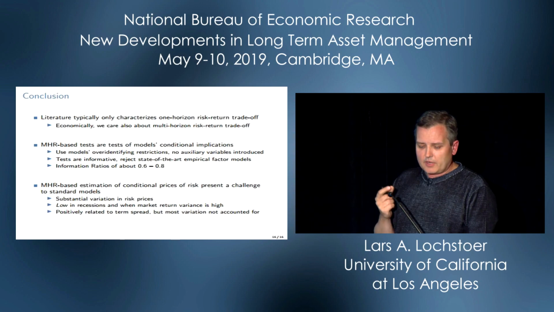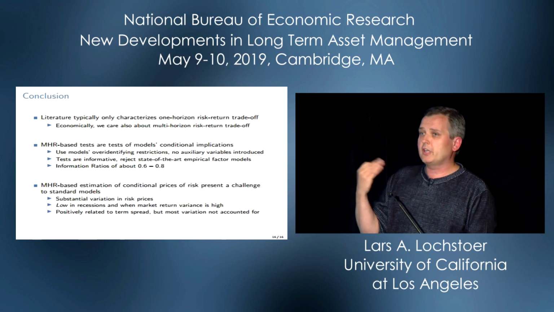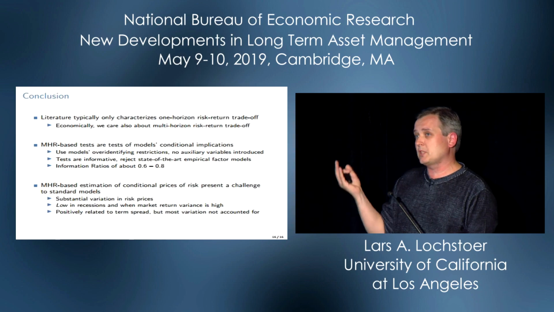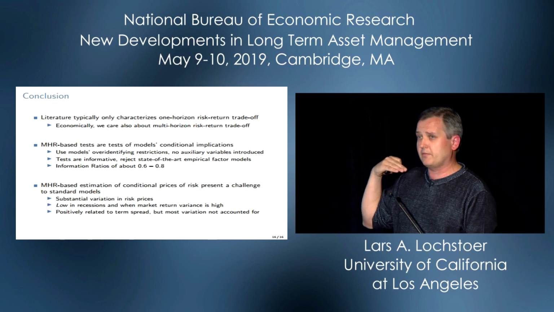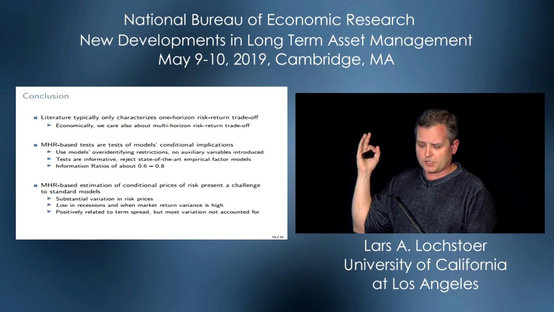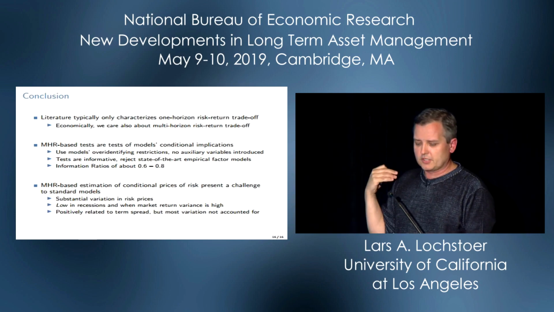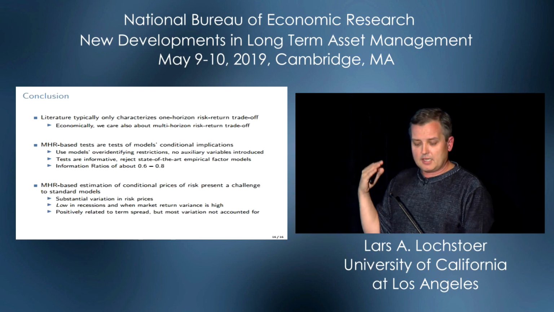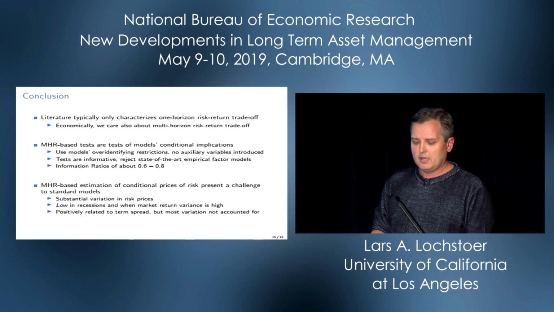I would say, if I was to say something about the estimates of the conditional price of risk, they don't obviously look like what I would have thought it would look like from a classic risk model, okay? We have substantial variation. The risk prices went from sort of negative 25 Sharpe ratio to positive 2, so there's a ton of variation in the Sharpe ratio. It tends to be low in recessions and is low when market variance is high, which most models would obviously give you the opposite. It is positively related to the term spread, but that said, most of the variation is not accounted for.